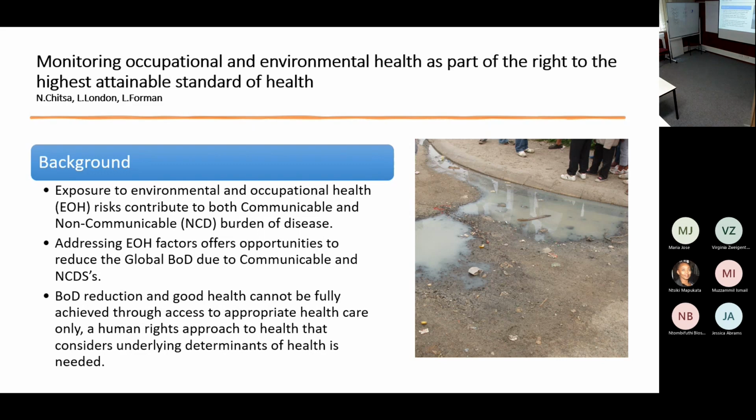Her research has an interdisciplinary focus that connects human rights with the right to health and occupational and environmental practice in public health. And the project was supervised by Professor in London. So today she's speaking on monitoring the implementation of occupational and environmental health as part of the right to the highest attainable standard of health, which I think is the PhD thesis topic.